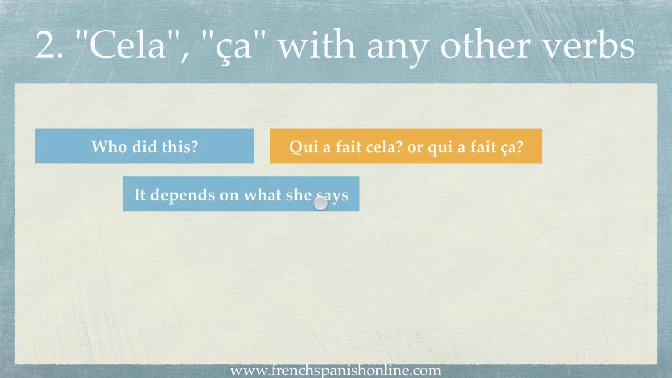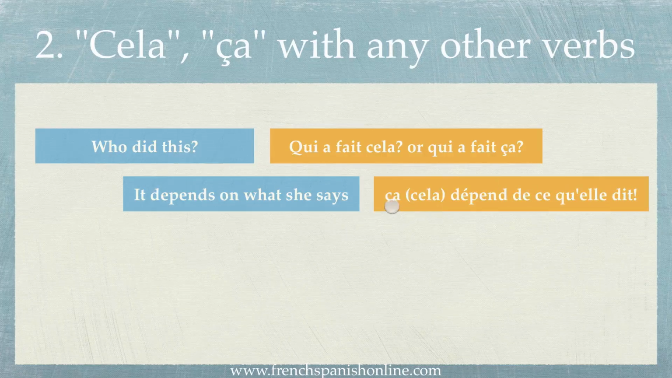It depends on what she says. So here we have it, but actually we don't have the verb to be, so we are going to use cela or ça. Ça dépend de ce qu'elle dit.